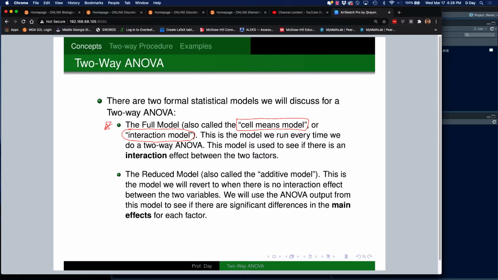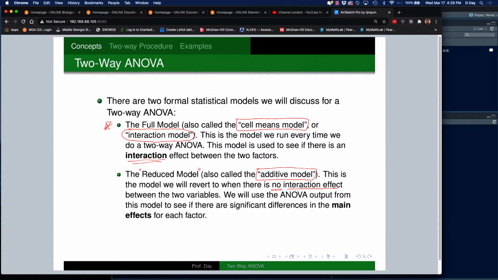All right, so is there an interaction? More about interaction in a moment. If we do find an interaction, as we'll see when we go through the steps shortly, then we run something called the reduced model, also called the additive model, and I like either one of those terms. They're interchangeable. This is the model we will revert to when there is no interaction effect between our two variables, or our two factors.